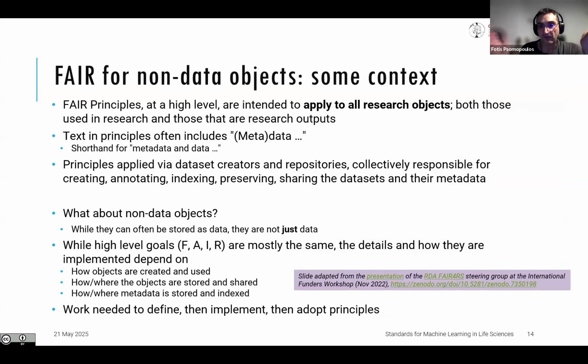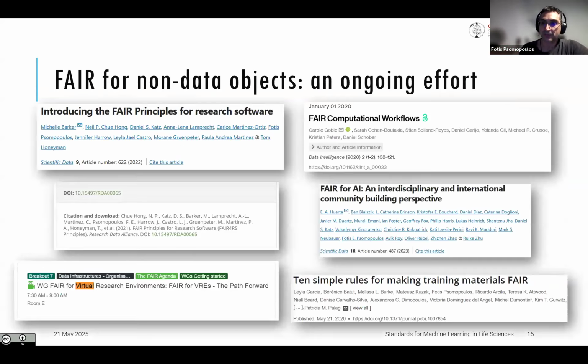So FAIR for data is not resolved to an extent, but is getting there, mostly because a lot of requirements are about making data open, making the metadata available, and listing them in the appropriate repositories. There are requirements from funders as well, so there's a lot of effort on that front. But if you're looking at non-data objects, this starts to become a bit tricky. There are a lot of ongoing efforts, and I'm showing a few options here, from research software, computational workflows, training material, virtual research environments, and of course AI, which will be my point in a second, but these are all emerging.